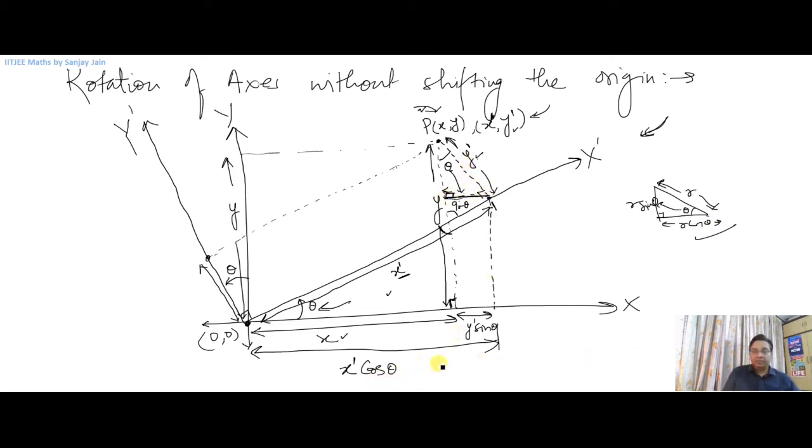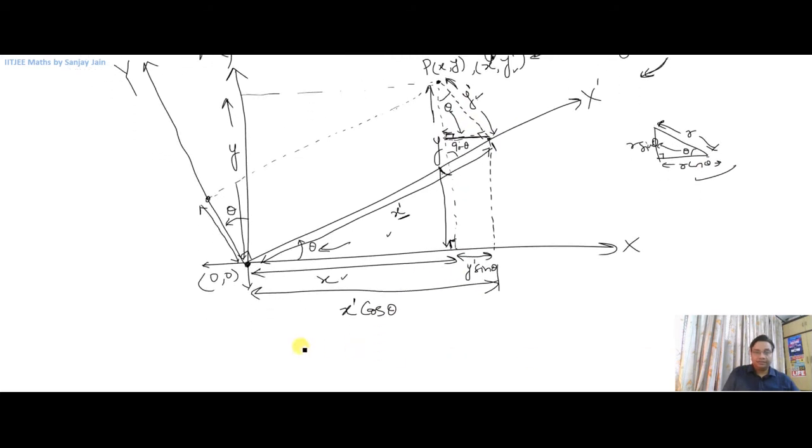So what can I say about x, small x? That small x is nothing but x dash cos theta minus y dash sine theta, right? And similarly we can talk about y coordinate, because let me change the color and then it will be more clear to you. This length here is y dash cos theta, right? If this is r, this is theta, then this length here or the adjacent length will be r cos theta. Similarly, if this is y dash, this angle is theta, so this will be y dash cos theta. What about this length here?